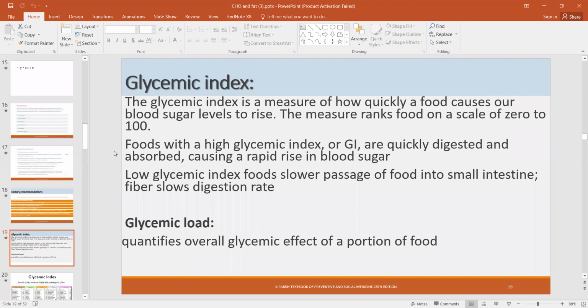Now we discuss the glycemic index. The glycemic index is a measure of how quickly a food causes our blood sugar level to rise. The measure ranks food on a scale of 0 to 100. Foods with a high glycemic index are quickly digested and absorbed, causing a rapid rise in blood sugar. Low glycemic index foods have slower passage of food into the small intestine, with fiber and a slow digestion rate. And glycemic load quantifies the overall glycemic effect of a portion of food.